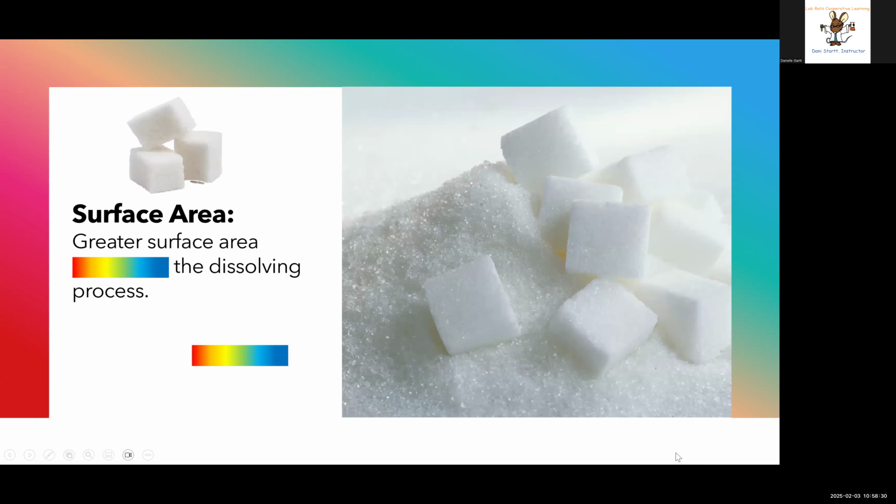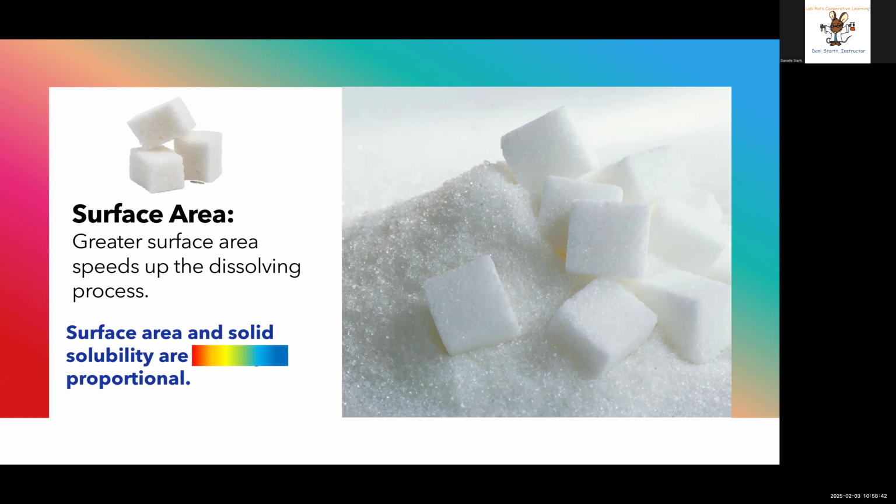All right, so let's talk about surface area. The greater surface area speeds up the dissolving process. That means that surface area and solid solubility are directly proportional. Think about it this way. If you had the same mass of sucrose in a candy cane and in granular sugar form, like table sugar, and you put it in a glass of water, which is going to dissolve first, the granulated sugar or the candy cane? Obviously the granulated sugar.